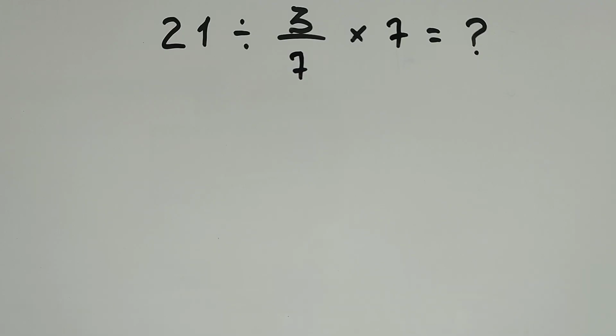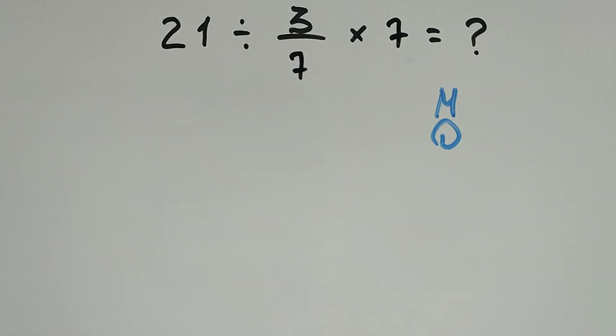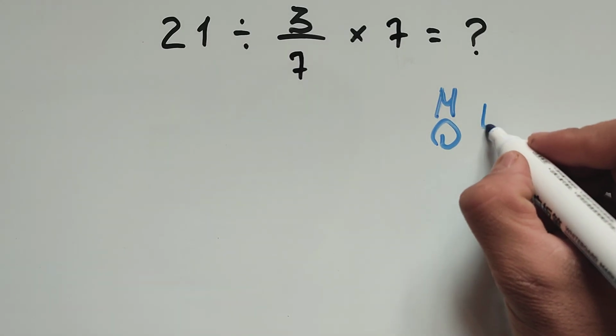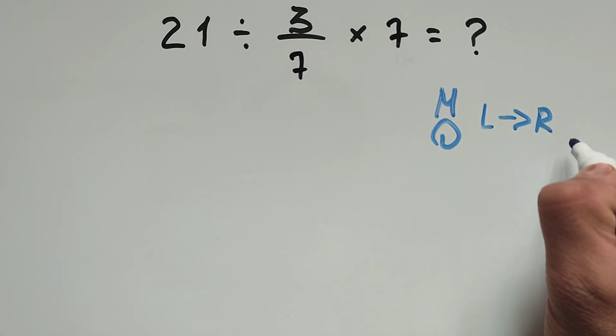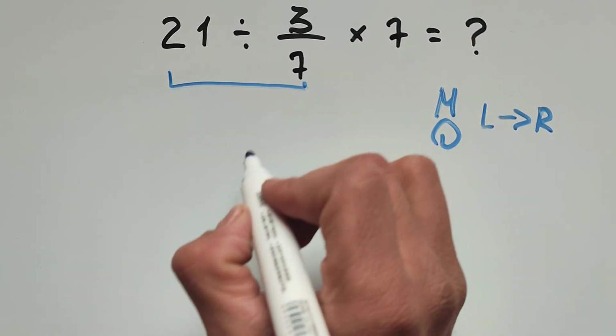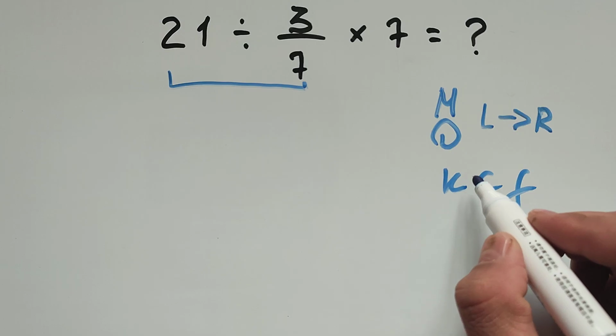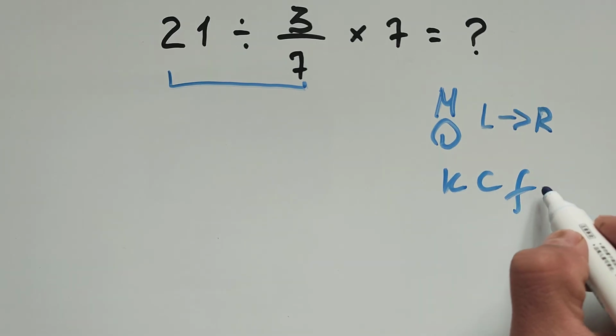According to the order of operations, multiplication and division have equal priority. That's why we have to begin to work from the left to the right. And according to this rule, first we have to work this. And here we have to use the KCF rule. K stands for keep, C stands for change, F stands for flip.